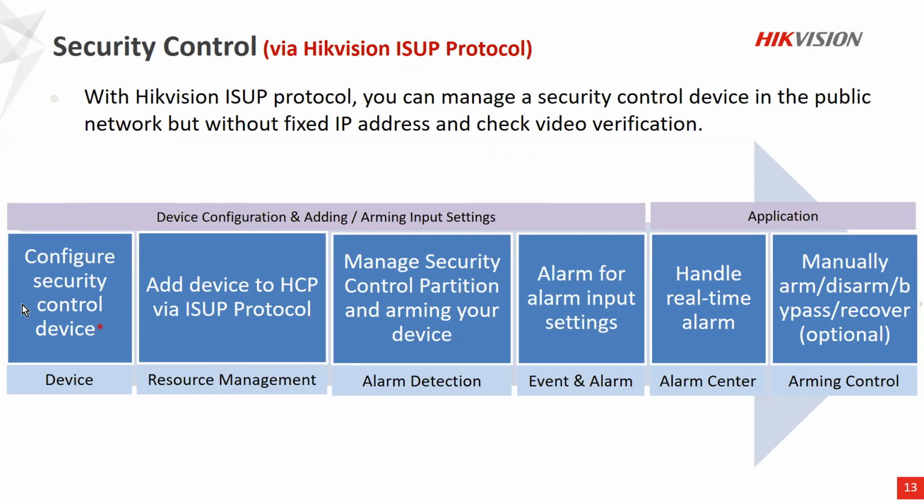All right, so this is basically what we're going to cover here. We need to configure the security control device, the alarm panel, obviously. Add the device into HIK-Central Professional, HCP, via the ISUP protocol. Then we manage the security control, partitioning and arming and those kind of things. Then we're going to do an alarm setup. Very importantly, I obviously want to get an alarm or event, some sort of trigger in my control room whenever there's an alarm trigger. So we need to set that up.